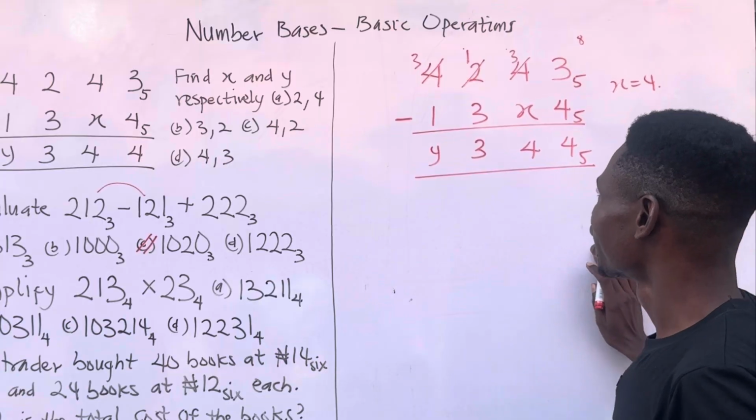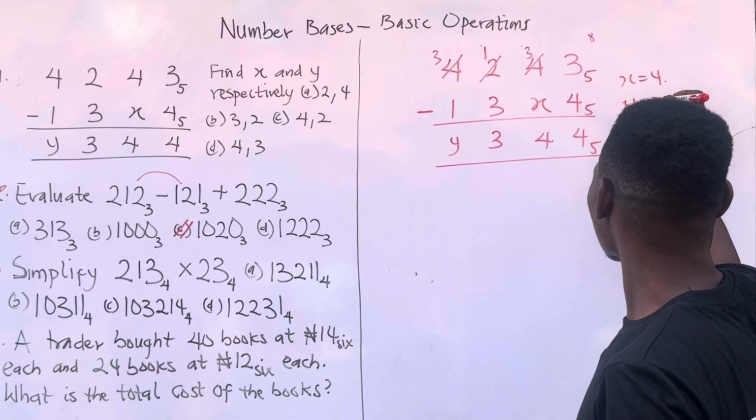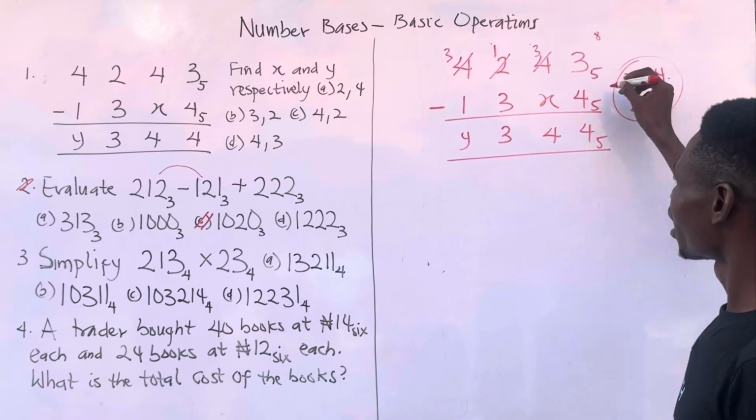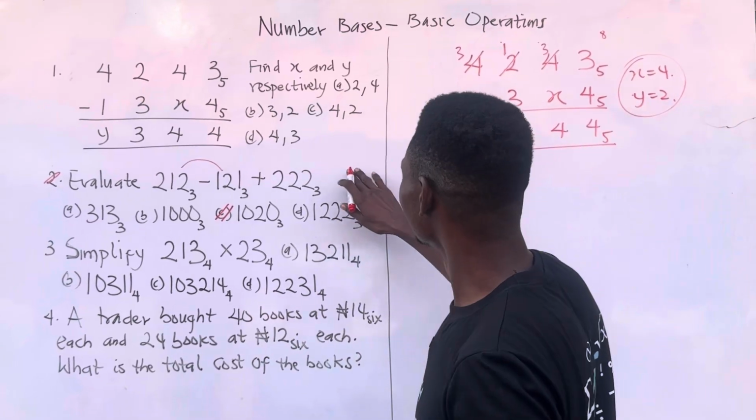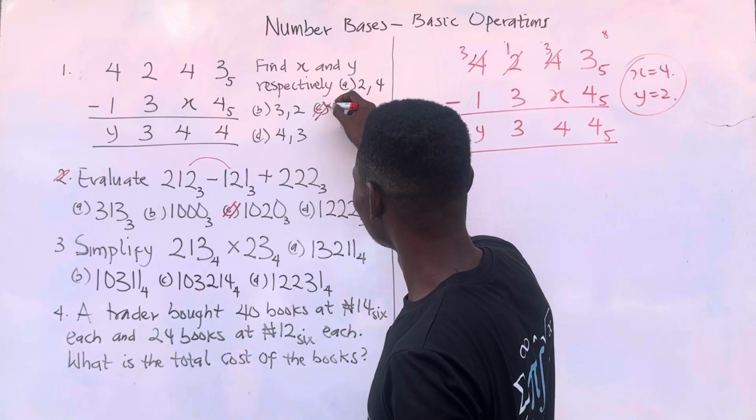This is correct. And then 3 minus 1 is obviously 2. So y is 2. So our x is 4 and our y is 2. So respectively, x and y will be 4 and 2.